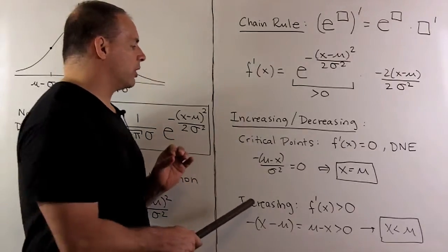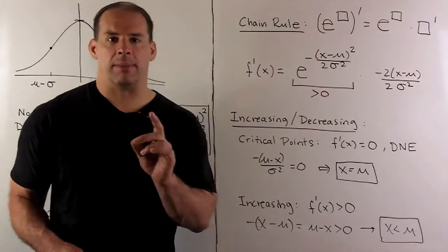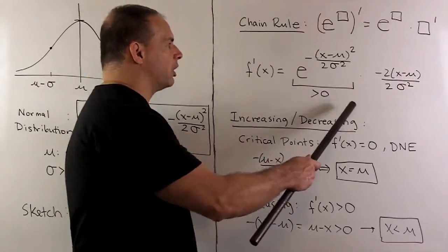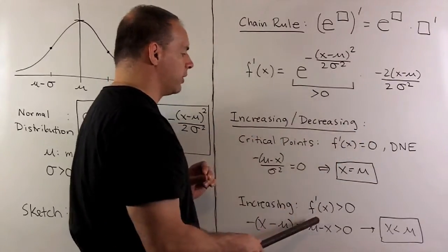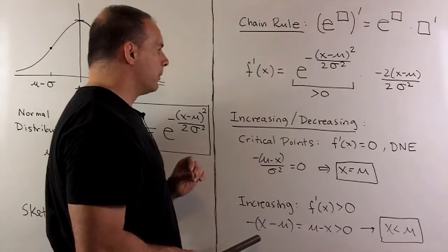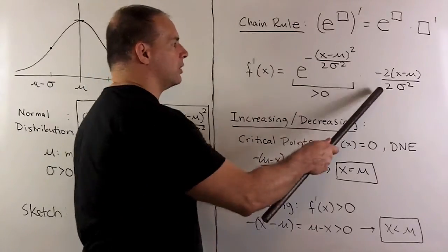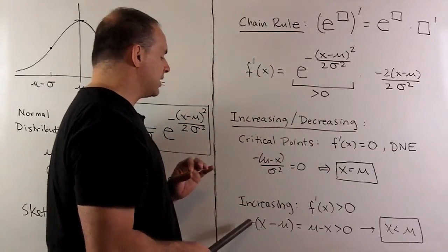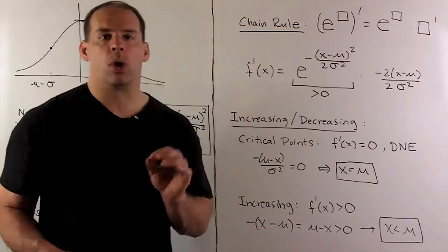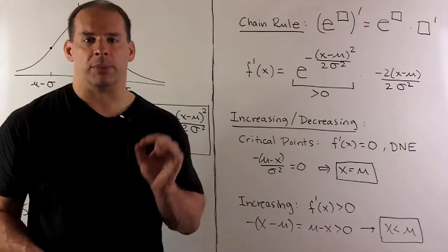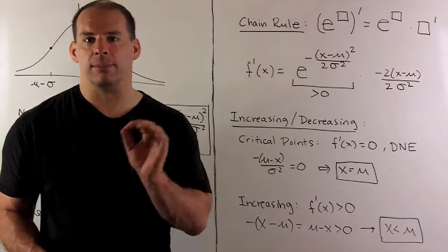Now, if I want increasing and decreasing, same idea. We can drop the exponential. We take this item, and then for increasing, we would set it greater than 0. So I would have, taking out the 2 and the 2 sigma squared, minus x minus mu, which is mu minus x is greater than 0, or x less than mu. So I'm increasing when we're to the left of the mean.